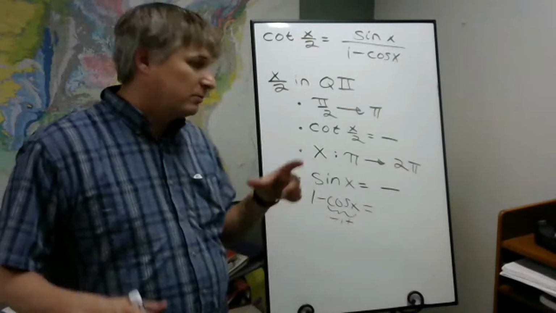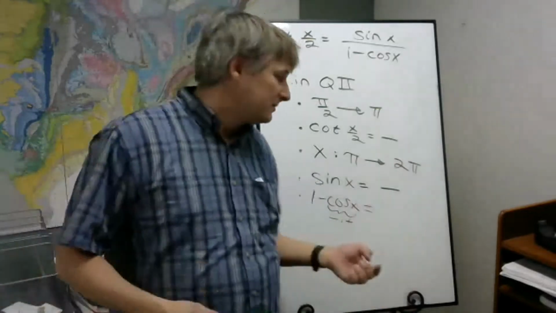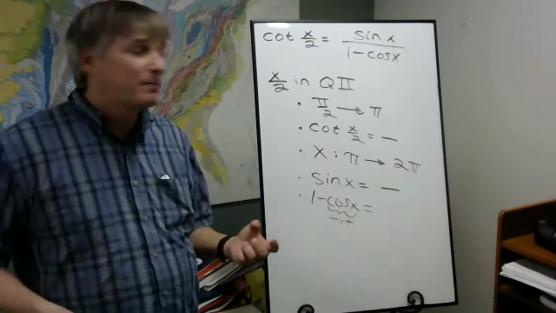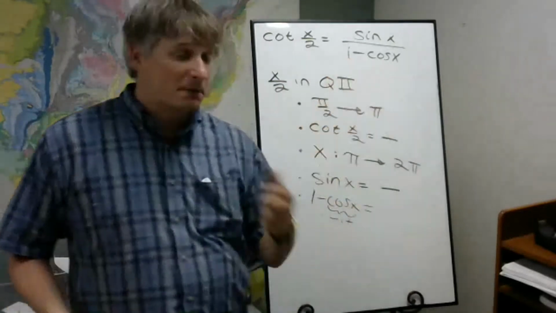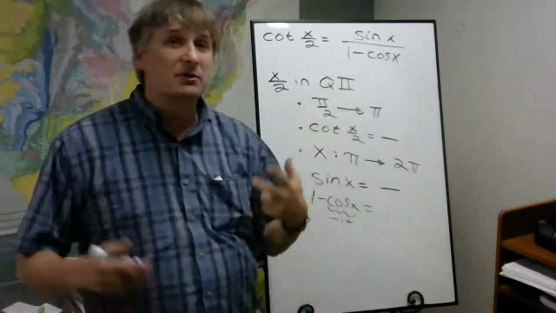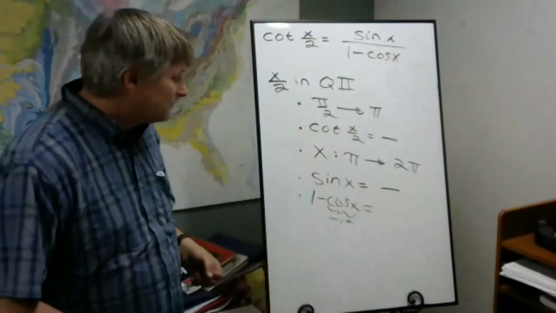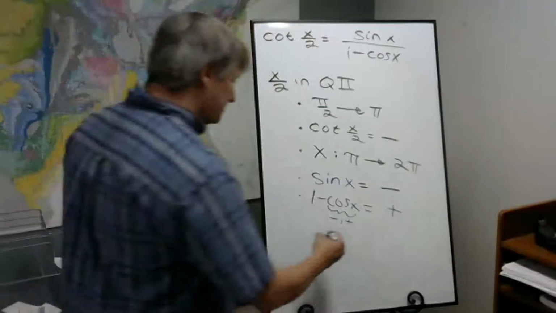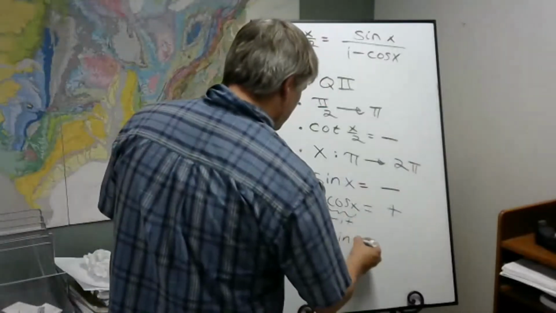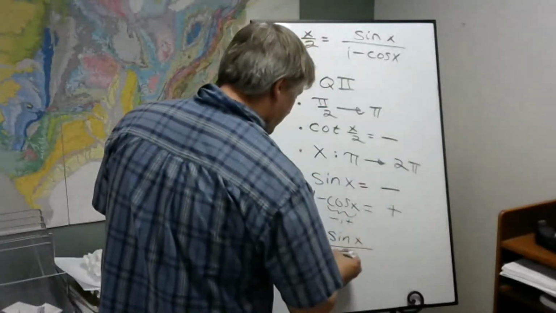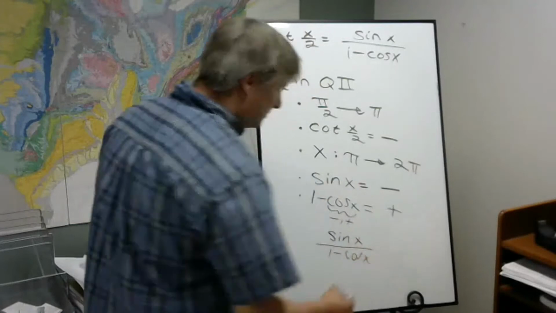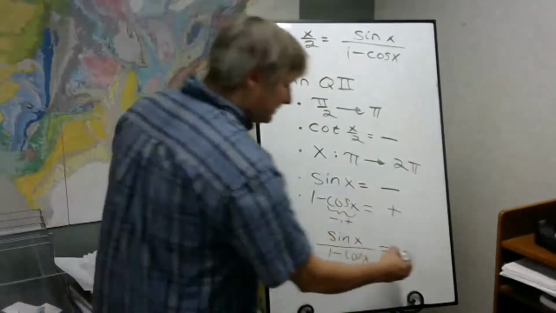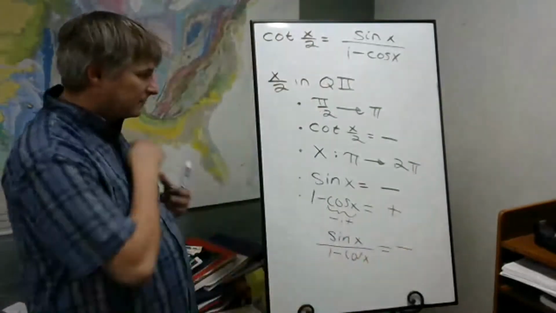1 subtract a positive will also be positive as long as we don't have 1 minus 1. And we're not going to allow for 1 minus 1 because that would cause a division by 0. So no angle that causes that is going to be permissible. So this will be positive. Well, this is good news because sine of x, which is negative, divided by 1 minus cosine of x, which is positive, negative divided by positive is negative.